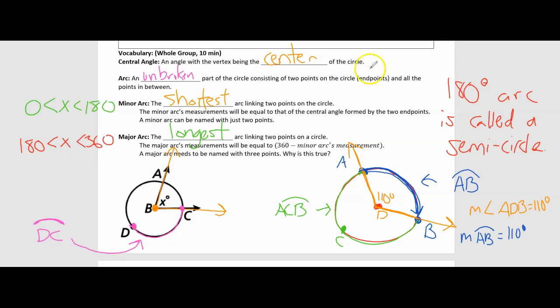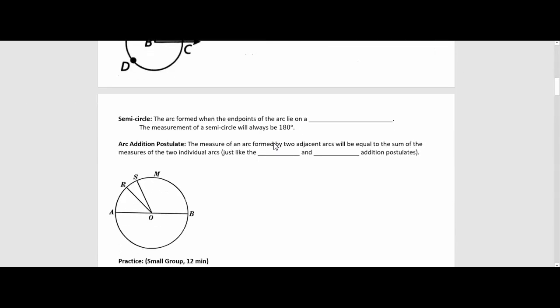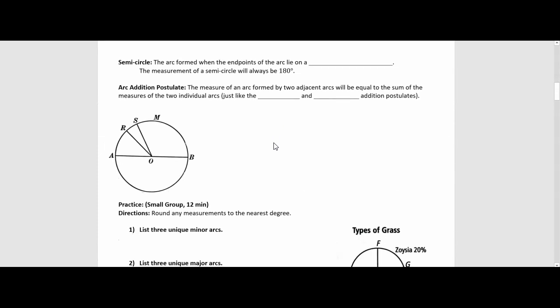Okay, that was a lot. Let's look at maybe trying to apply this to a problem or two, some of these concepts. Oh, and there was semicircle. This is the arc formed when the endpoints of the arc lie on a diameter.